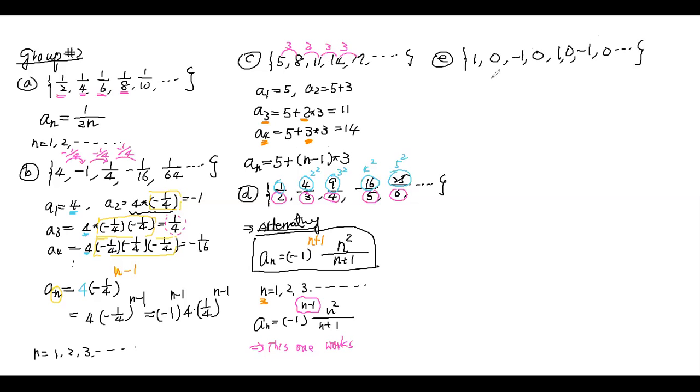So do you see here? Seems like every four numbers, they repeat: 1, 0, negative 1, 0, 1, 0, negative 1, 0. So immediately, what do you think about? I said, ha, I know a function. I know the sine function. So this is my sine function here, right? Those are the four numbers I am looking for.